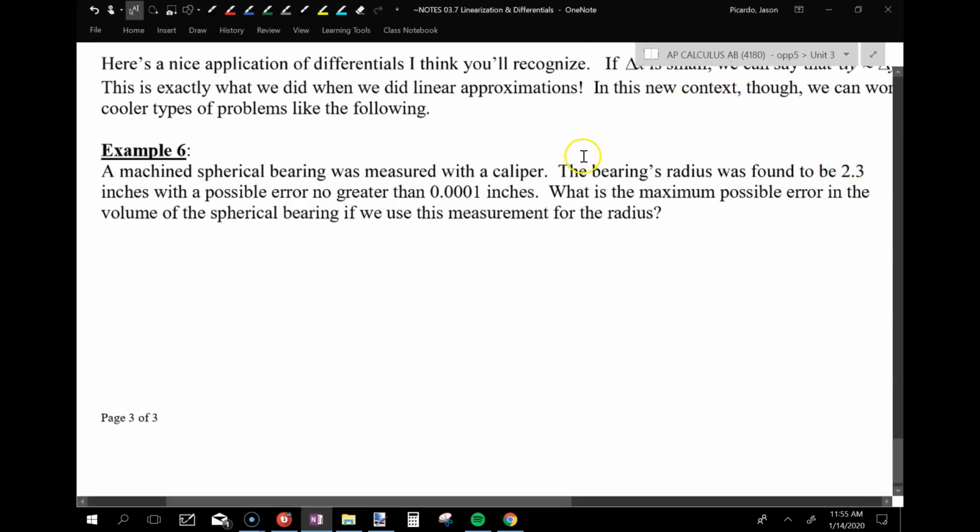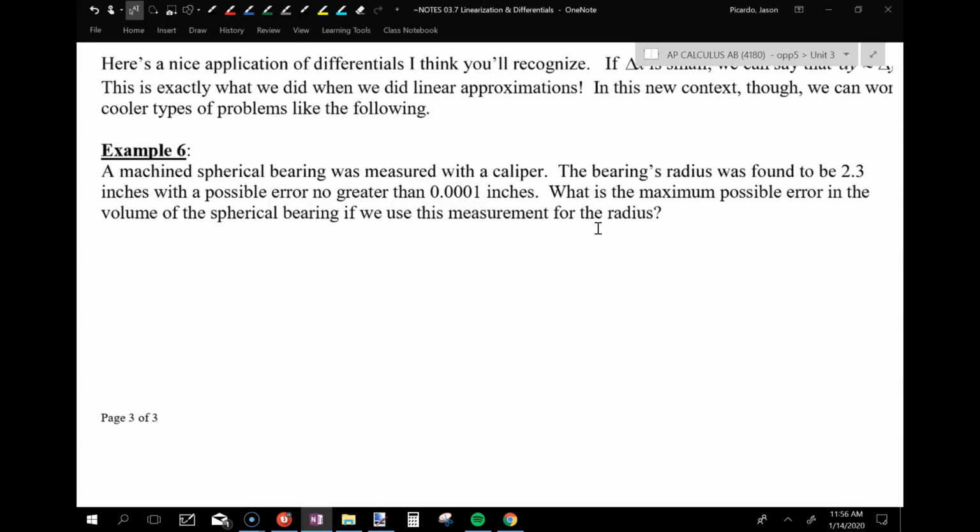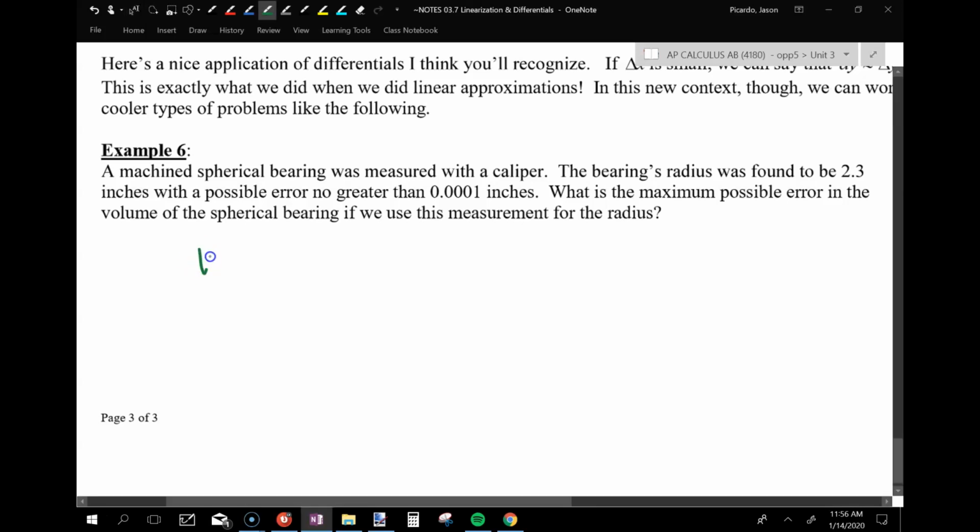So here's the deal: in order for these things to work, they can have no greater error than this, right? So if I wanted them to be 2.3 inches in radius, my question is this: if this is the amount of error that's allowed, what is the possible error in the volume of the object itself? So watch what we're going to do. The volume of a sphere is 4/3 pi r cubed.